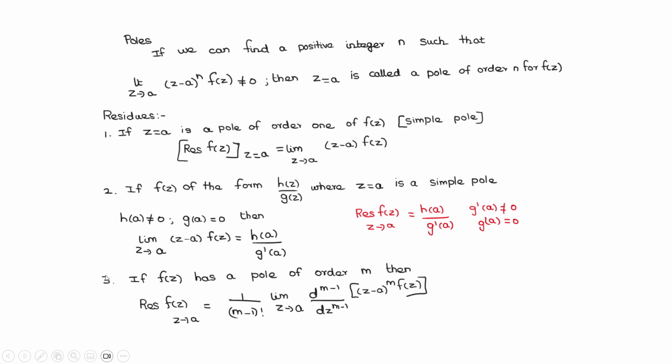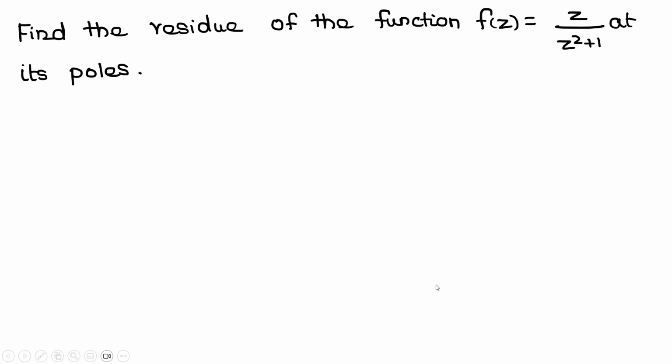Next, if it is a pole of order m, a multiple pole, residue of f of z at z equal to a is 1 by (m minus 1) factorial, limit z tends to a, d to the m minus 1 by dz to the m minus 1, of (z minus a) to the power m into f of z. We'll see some of the formulas. Problems related to the topic.